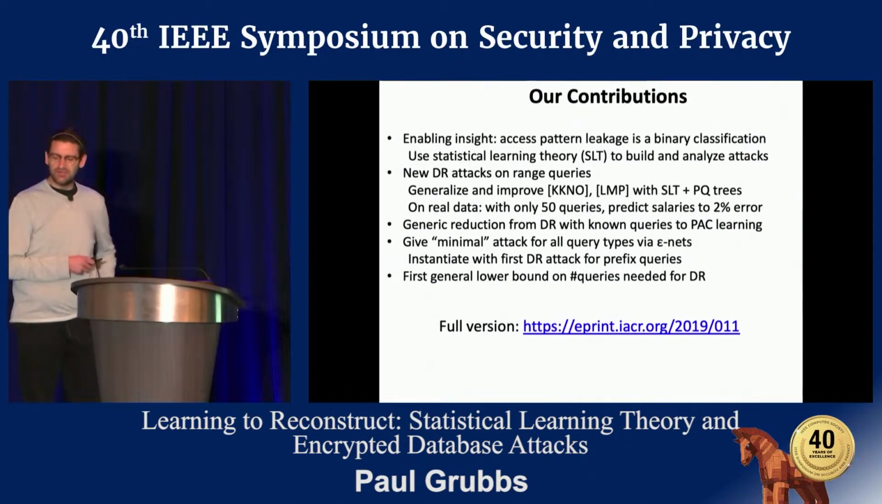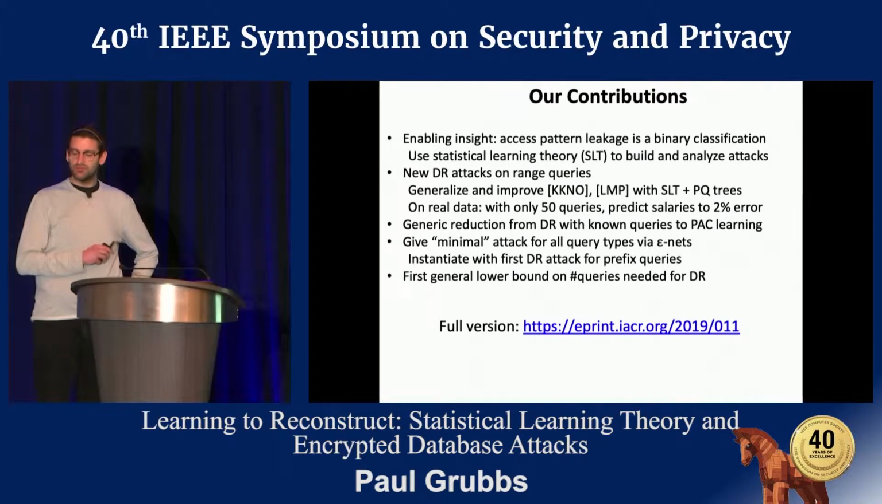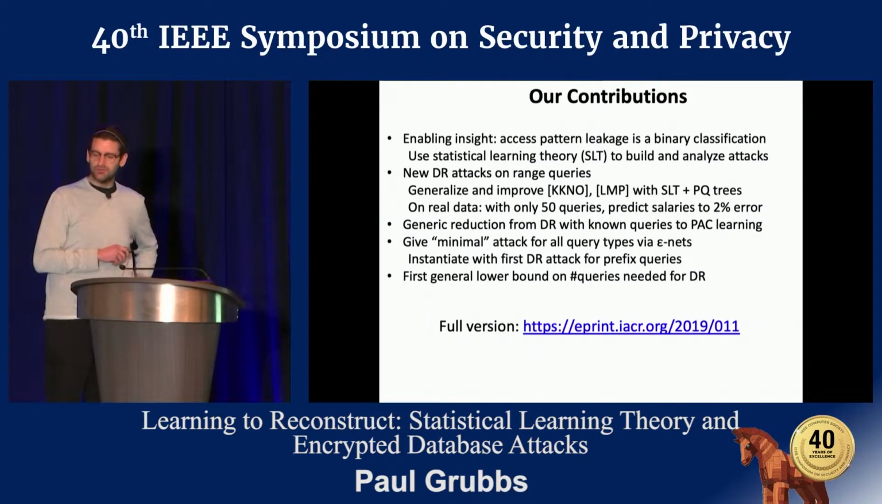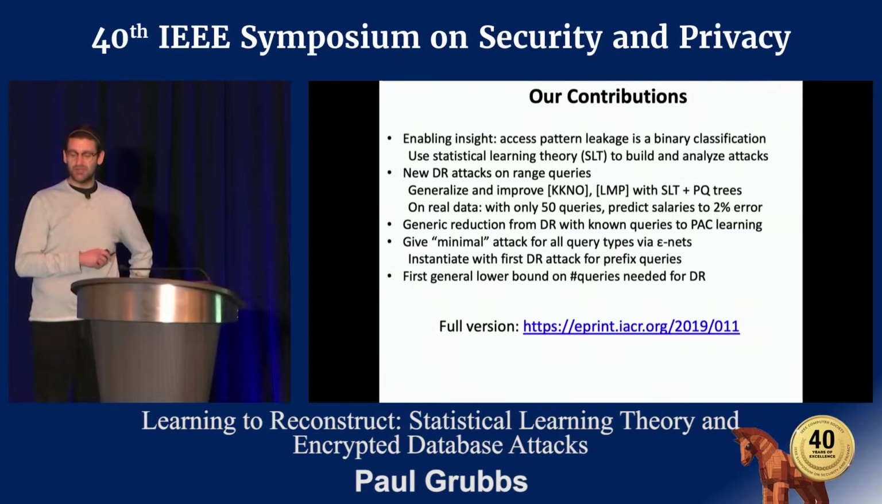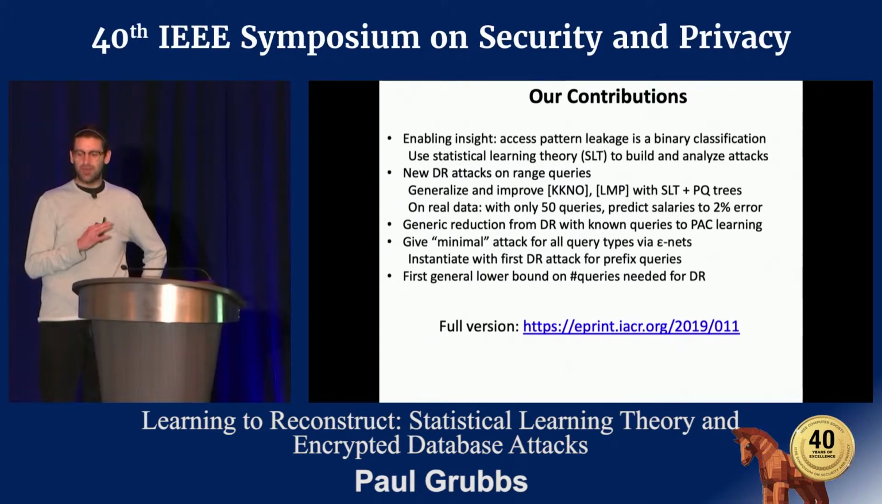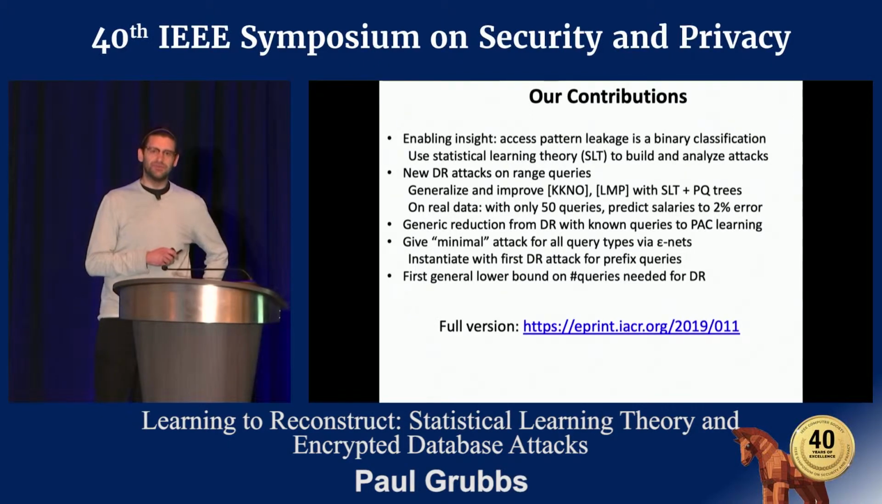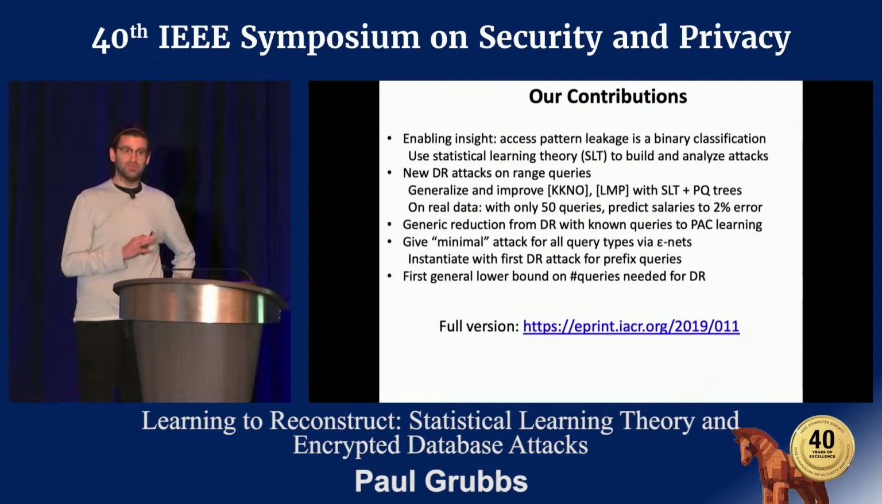The other way we use these ideas from learning theory is to present the first fully generic results on database reconstruction. That is, these results hold for any query class and don't assume anything additional about the query class, like it's a specific one like k-nearest neighbors or range queries. Our first generic result is a reduction from database reconstruction in the setting where the adversary has some known queries to PAC learning. What this result says, essentially, is that PAC learning can be used generically as a database reconstruction attack. Our next generic result is a minimal attack that holds for any query class based on ideas from epsilon nets.